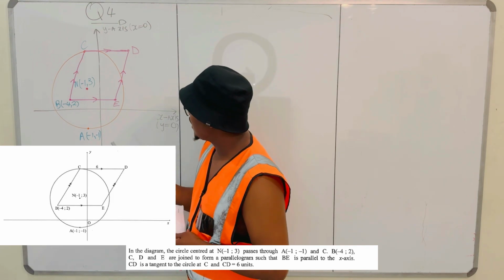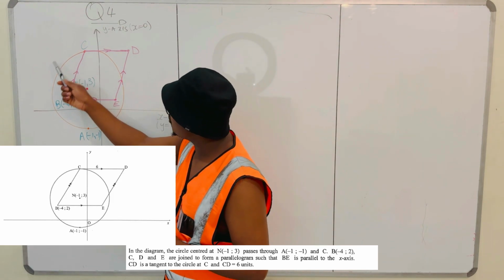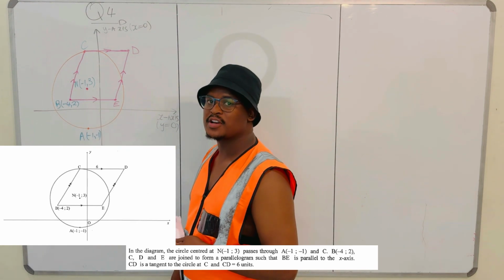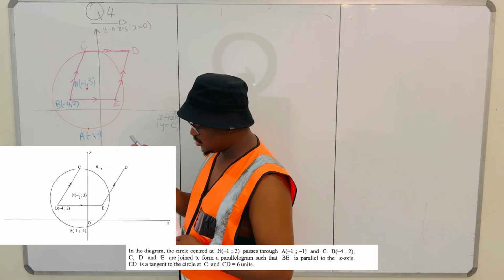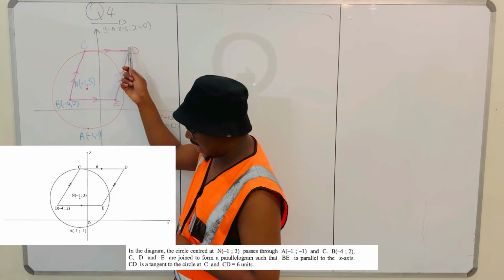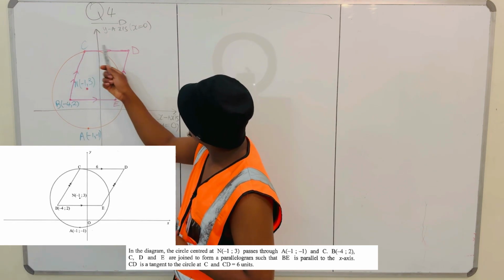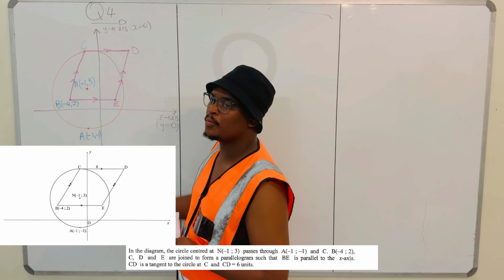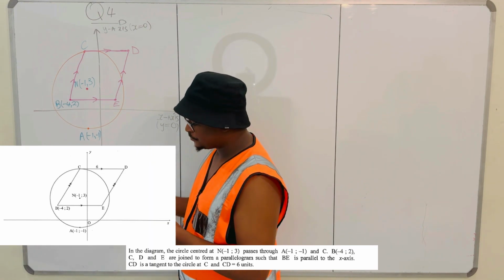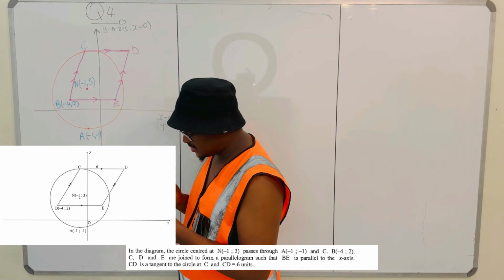Let me repeat this again. You have the orange circle here, and the center N, which has the coordinates (-1; 3). This is not a problem. They tell you that B, C, D, and E are joined to form a parallelogram. This is the parallelogram that you have here. Not a problem.